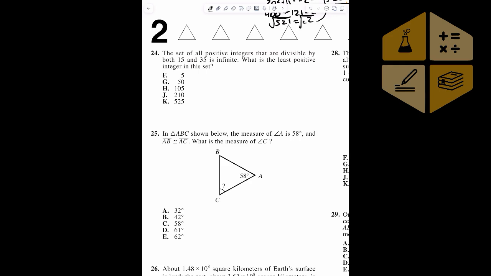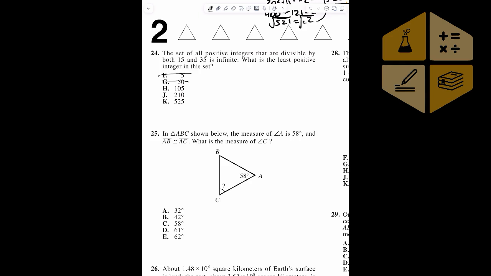Instead, it's looking for a multiple. It doesn't use the word multiple in here, but it's looking for the least common multiple, meaning it gives the definition, the smallest number that's divisible by both 15 and 35. In other words, the smallest number that 15 and 35 both go into. Okay, well, neither 15 nor 35 goes into 5. Neither of those goes into 50. That's just the two of them added together. Let's see if these two numbers go into 105.